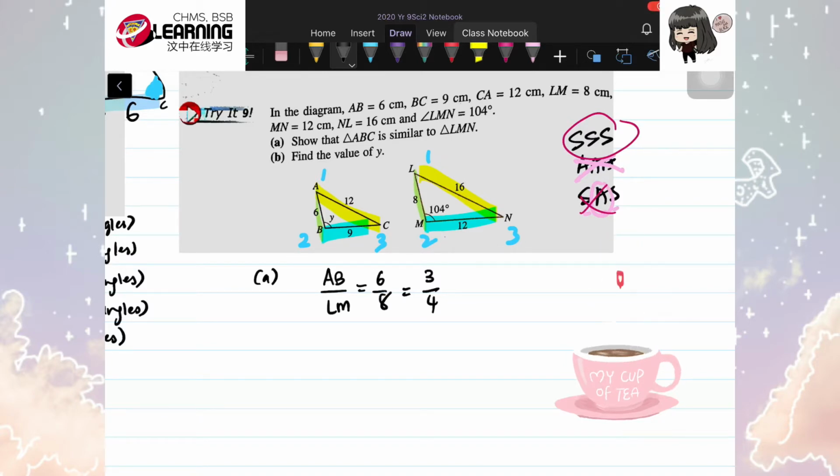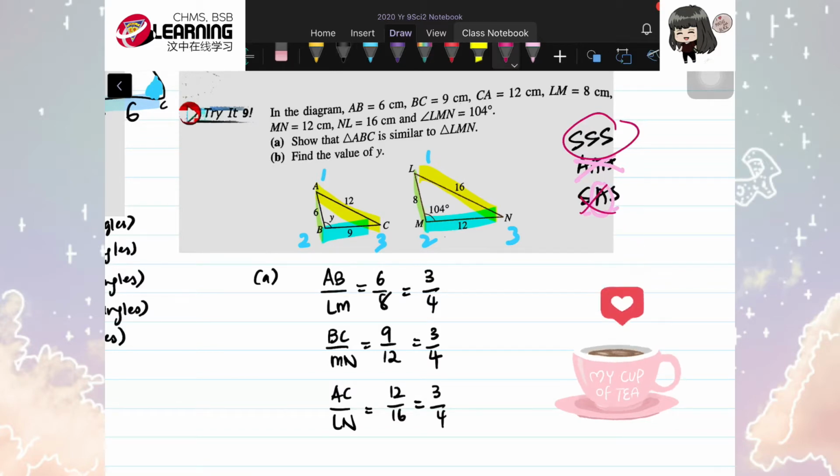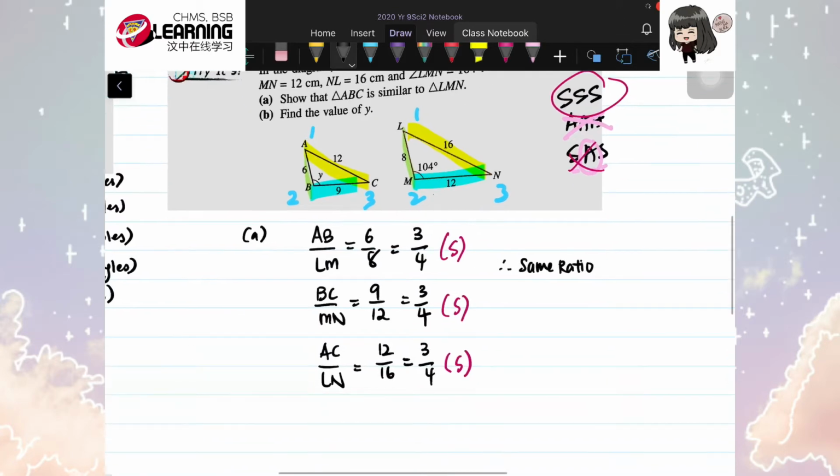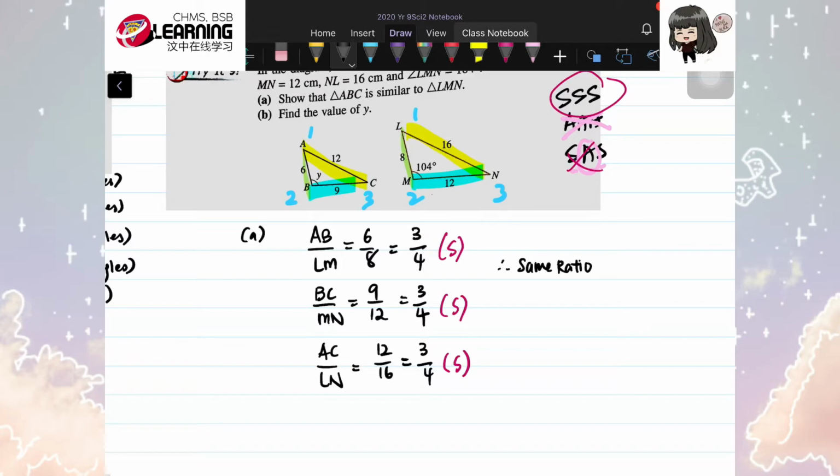Now the blue one, which is BC over MN, which is 9 over 12, and it also equals 3 over 4 after we simplify. So the same ratio here. The third one, AC over LN, equals 12 over 16, and after you simplify, you will get 3 over 4. So these three ratios are the same, so we can call this SSS. Since they have the same ratio, this is how we show that. Therefore, triangle ABC is similar to triangle LMN.